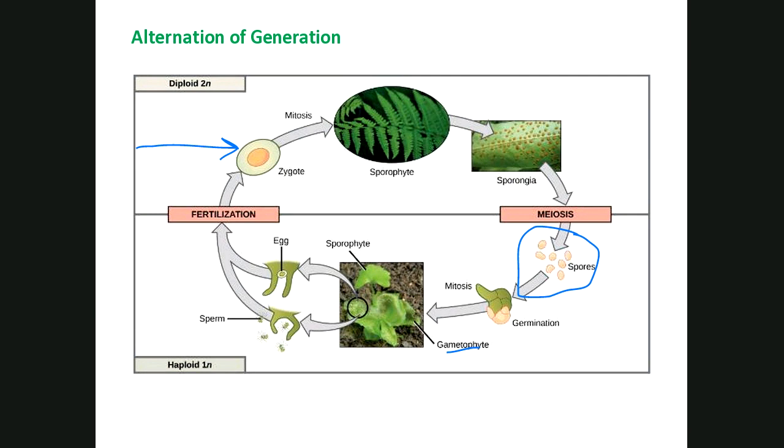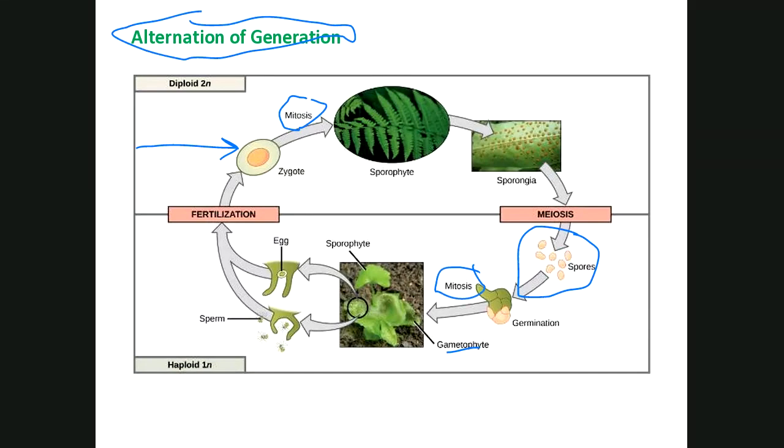What we mean by that is in alternation of generations, there are two multicellular stages. The sporophyte is multicellular. There's mitosis, right? So the fern frond is multicellular, and the gametophyte is multicellular.